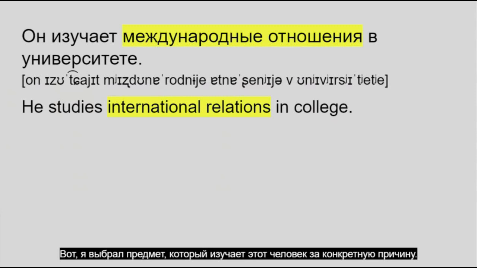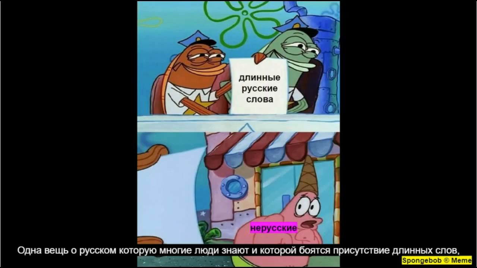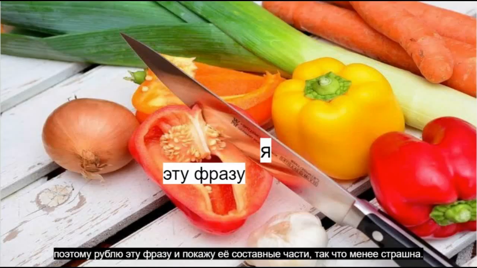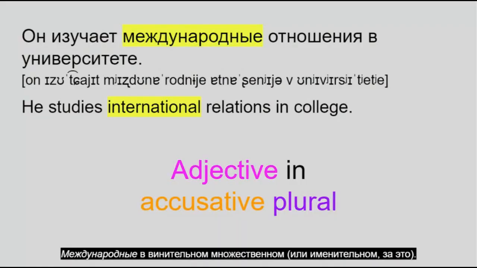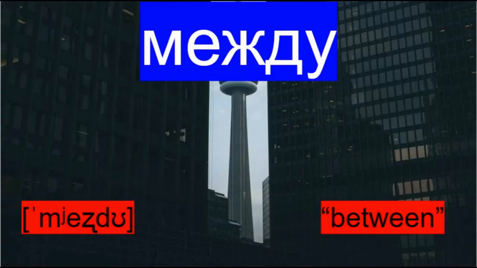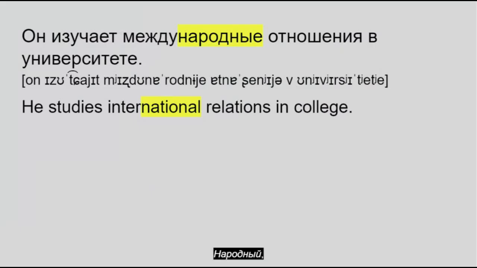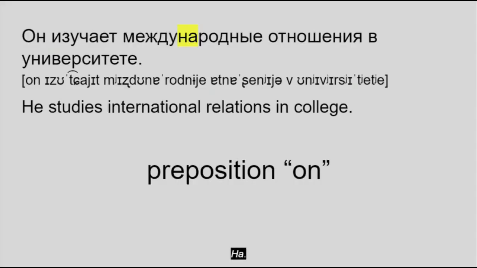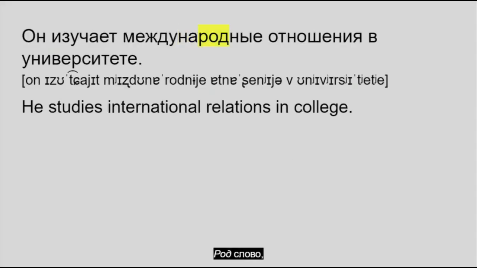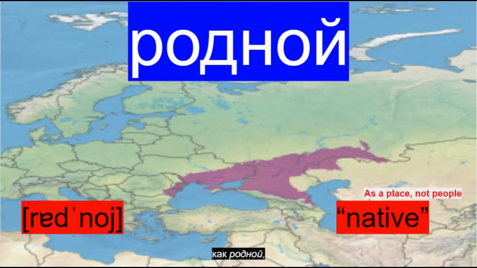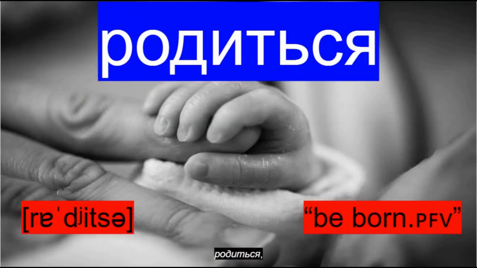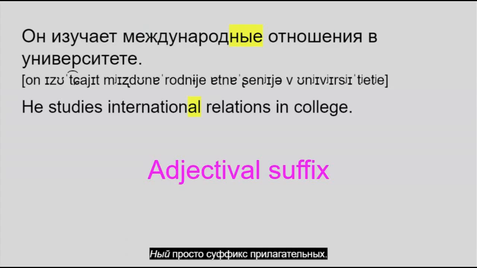Now, I chose the subject that this person studies for a specific reason. One thing about Russian that many people know and fear is the presence of long words, so I'm gonna chop up this phrase and show its component parts so that it's less scary. Международные means international in accusative plural, or nominative for that matter. Между is a preposition meaning between. Народный means national, but it also has words inside it. На means on. Род is a word meaning origin, and it's inside of many other words with similar things like родной, родитель, родиться, and родина. Ный is just an adjectival suffix.